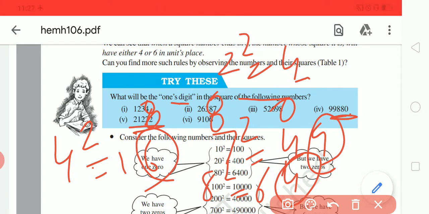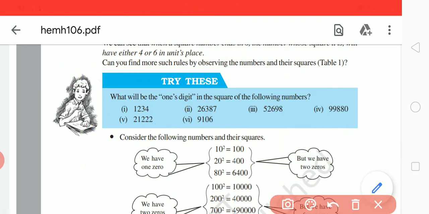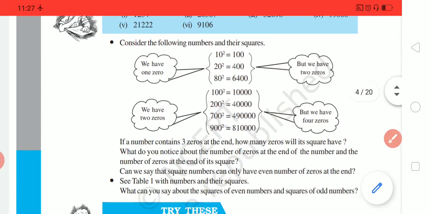Here the unit digit is 6, 6 square is 36, so the unit digit of the square will be 6, right? So you can write here 6, 9, 4, 0, 4 and 6, right? These are the unit digits of the squares of these numbers.